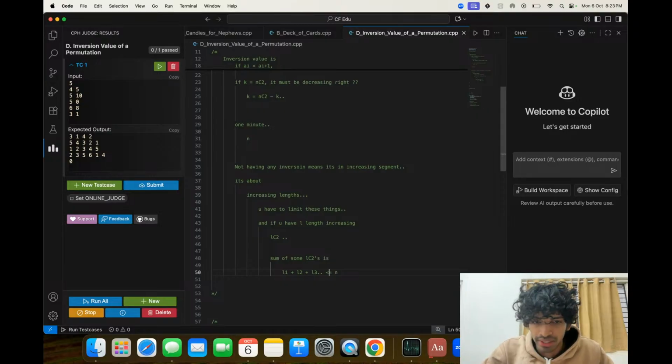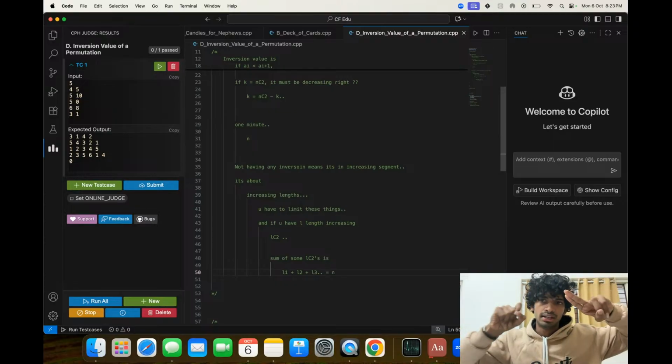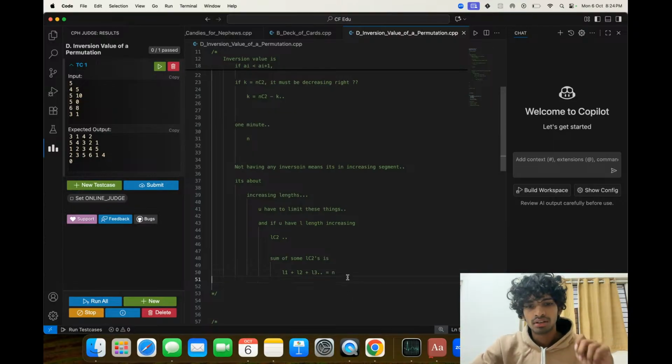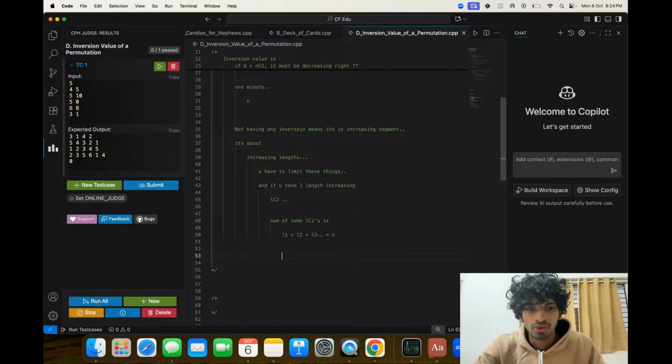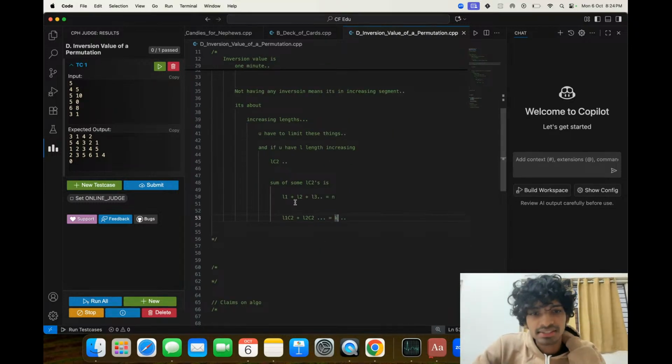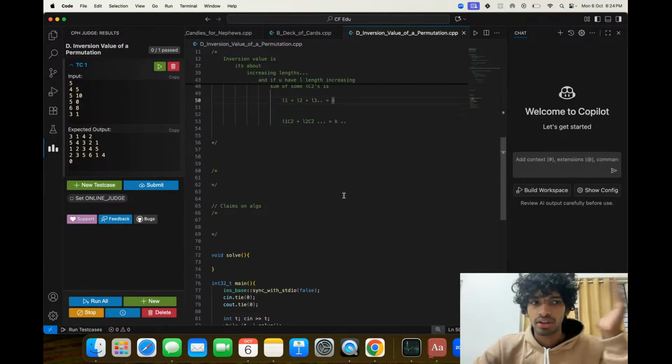Okay, equals to n. Because why? When it is decreasing, it is just 1, and then 1, 1, 1, 1, 1, and LC2 of 1 is 0. So with this being that, we want L1C2 plus L2C2 and so on equals to k. Number of such things possible. If you can get these things for all these things, then we are done, and then we are good.